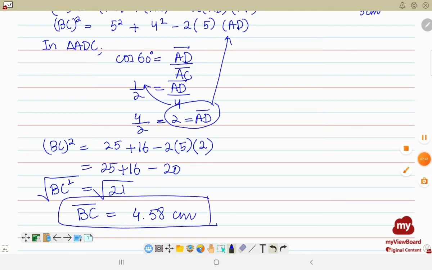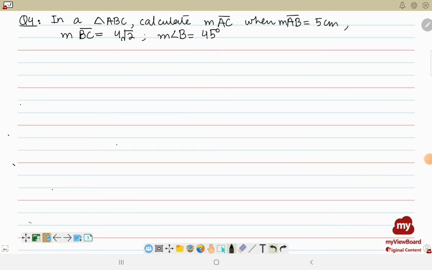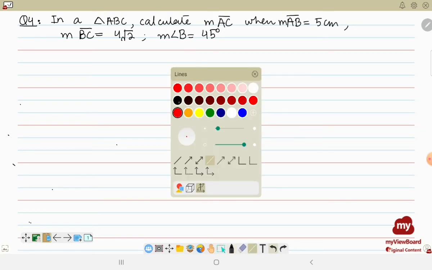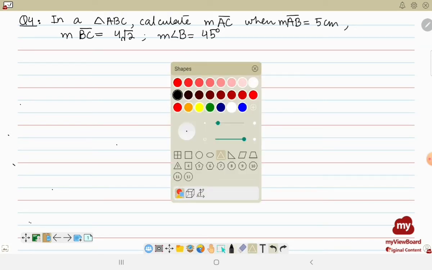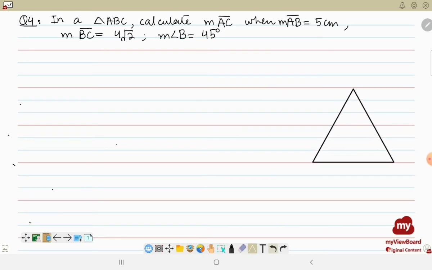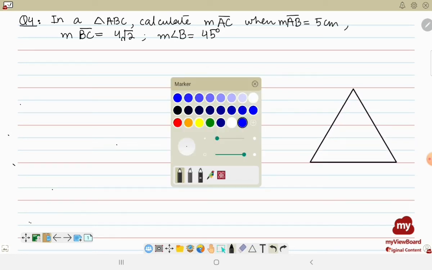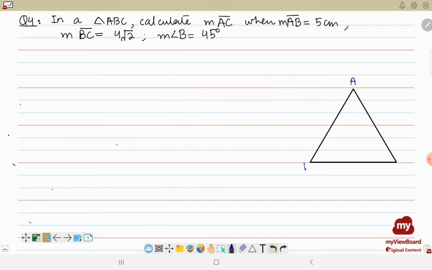Hope you understand it. Okay, let's move towards question number 4. In a triangle ABC, calculate AC when AB, BC and angle B are given to us. So let's draw the triangle first. Okay, here we'll just label it as A, B and C, where AB is 5 centimeter, AC we have to find, and measure BC is equal to 4 square root 2 centimeter, and angle B is given to us as 45 degree, right? So let's write what is given to us in triangle ABC.